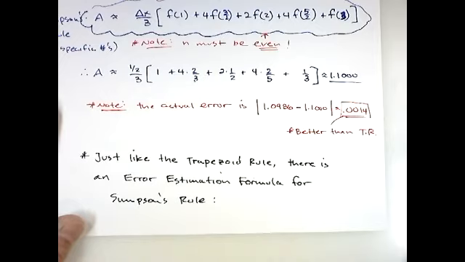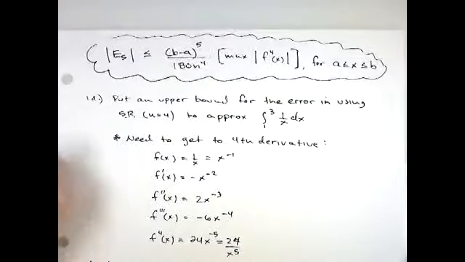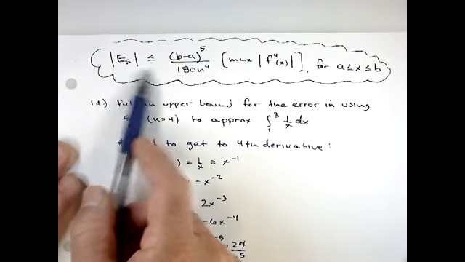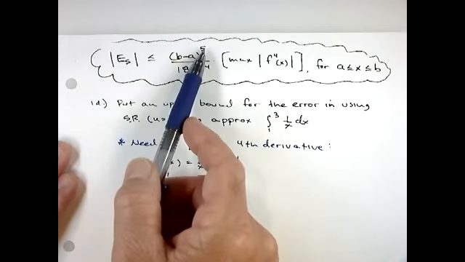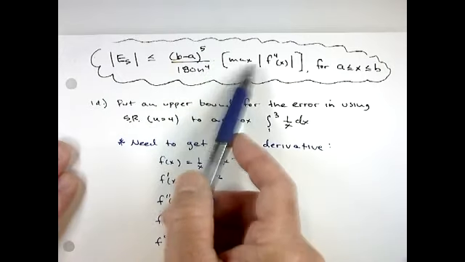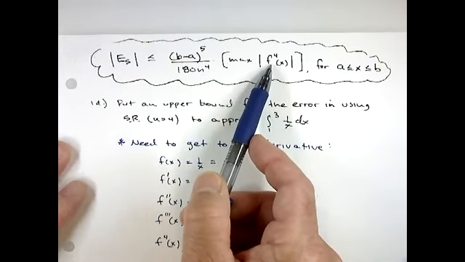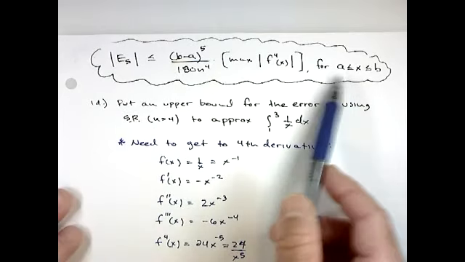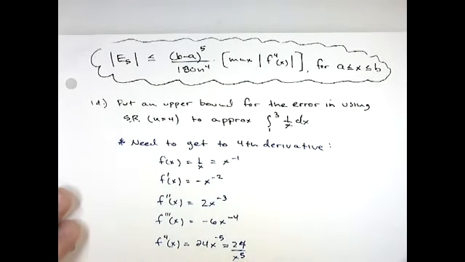Just like the trapezoid rule, there is an error estimation formula for Simpson's rule, and this one's similar. The error using Simpson's rule will be less than b minus a, this time to the 5th, divided by 180 n to the 4th, times the maximum value of your 4th derivative. Remember, with the trapezoid rule, you only had to use the 2nd derivative, where x is any number between a and b.